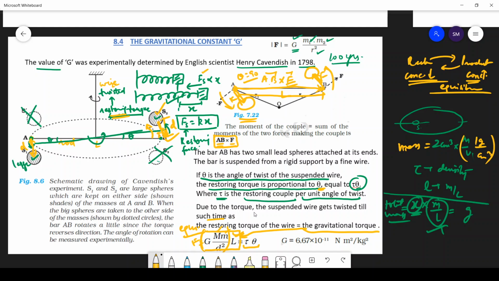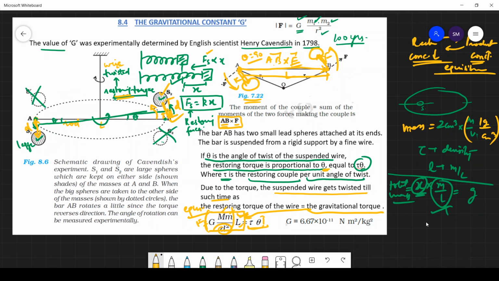Due to the torque, the suspended wire gets twisted, and it keeps on twisting until a time comes when both the forces will be equal, because as theta increases, this force increases. It depends on theta. L is the same, but as this distance is decreasing, the gravitational force is increasing. Sorry students, just understand this point here.